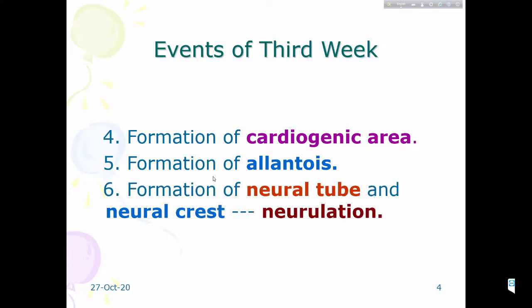This is important. And neural crest. The process by which the neural tube is formed is known as neurulation. In my first lecture class, I remember I talked about neurulation and gastrulation, if you remember. So the number 6 event is the formation of neural tube and neural crest, and the process is known as neurulation.